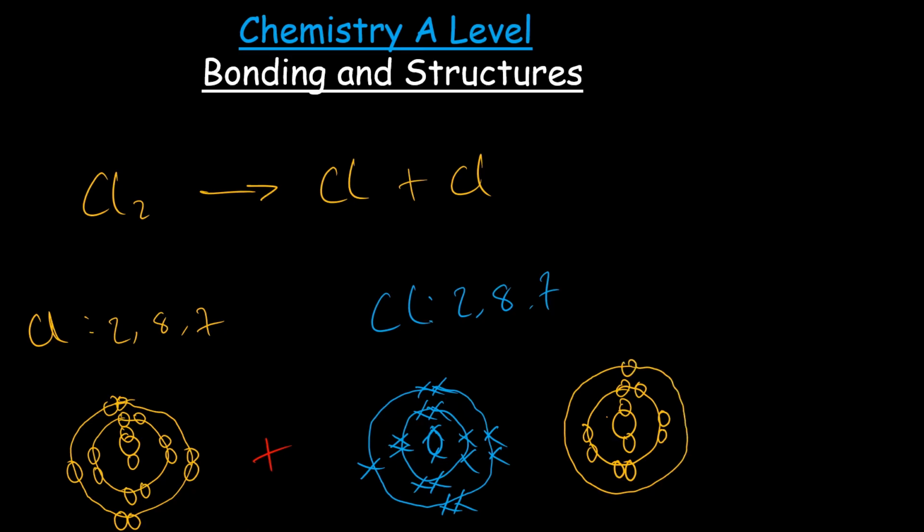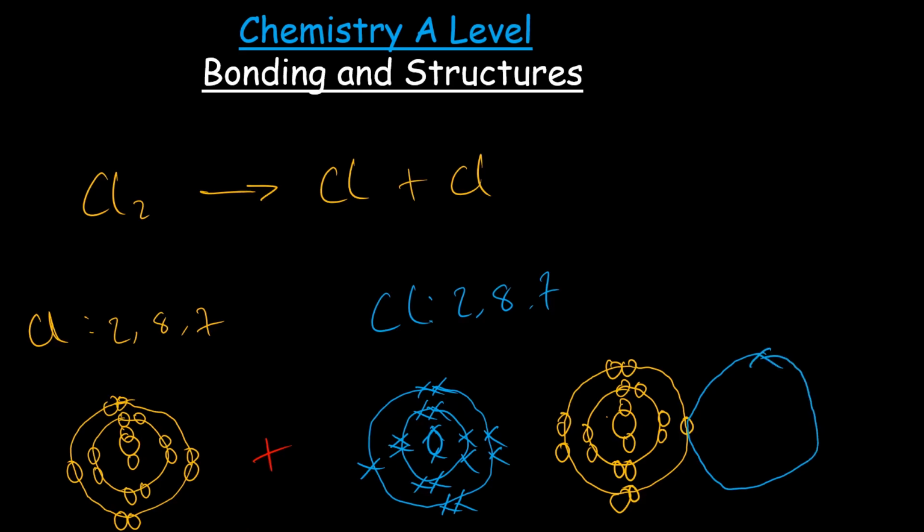Then 1, 2, 3, 4, 5, 6, and 7. Okay, then it combines with the shared electron with this second chlorine atom, and the second chlorine atom we have the outermost electron. Let's start with the outermost electron.